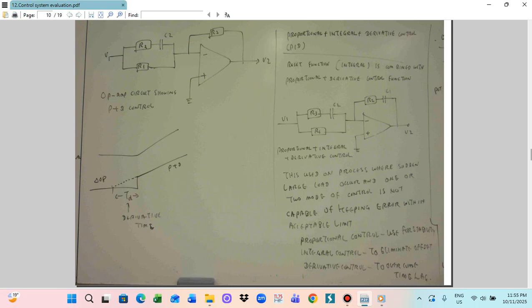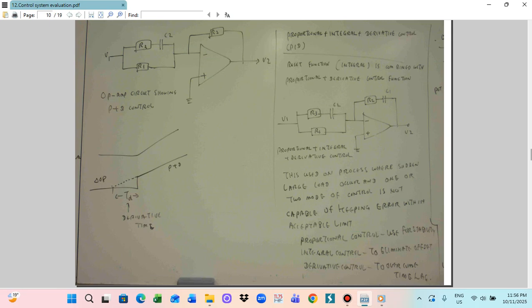Because proportional control is used for the stability, integrated control makes the reset to eliminate the offset, and derivative control is the direct. Especially when the input change is too high, the controller response needs to be fast. The controller response depends on the rate of the change of the error. So if the error is changing too fast, the controller should respond faster. To make the faster response, derivative control is provided.